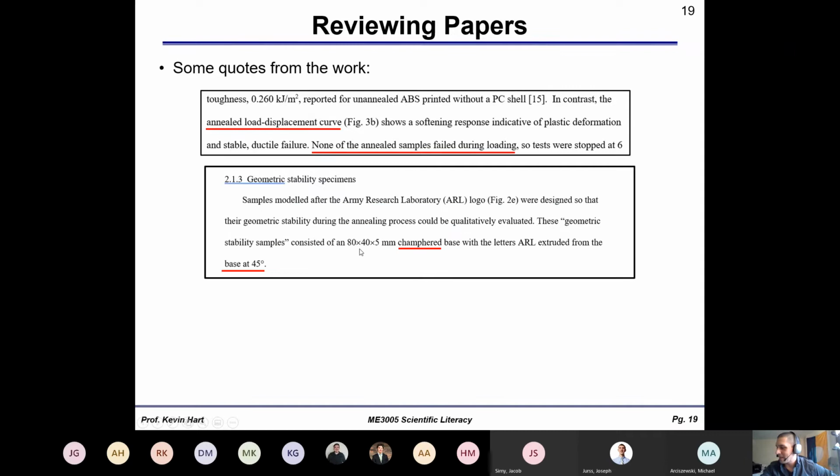Continuing here. The samples consisted of a chamfered base. Okay, this is like the British spelling. So PH, I don't know how that didn't get through the spell checker, so bad spelling there. With letters ARL extruded from the base at 45 degrees. All right, 45 degrees to what? If you're talking about an angle, you need to have a relative position. 45 degrees with the horizontal, 45 degrees Celsius. Like, if you're talking about an angular measurement, you need to have some reference there.